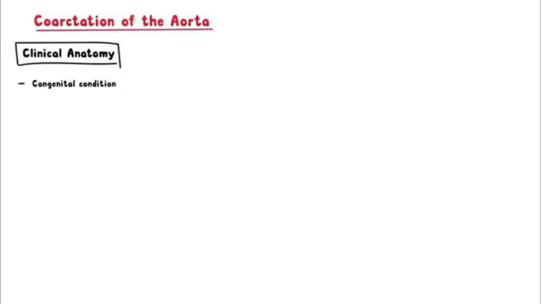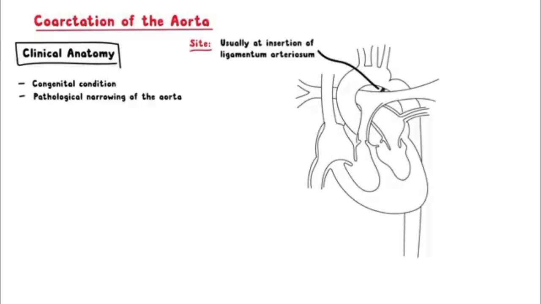Some clinical anatomy. A condition that can be found at the aortic arch is coarctation of the aorta. It is a congenital condition that occurs when there is a narrowing of the aorta, usually at the insertion of the ligamentum arteriosum.